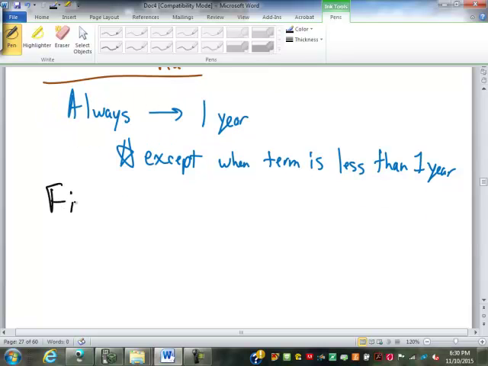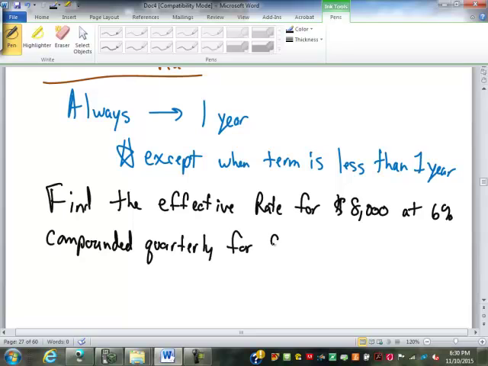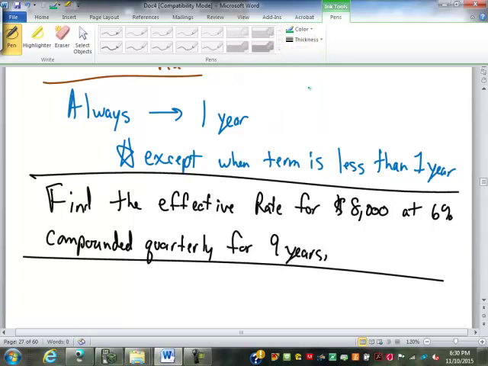So let's find the effective rate for $8,000 at 6% compounded quarterly for 9 years. First thing I'm going to point out right away, the 9 years is not totally useless. It does tell us that this is more than a year. So that means that we're going to use 1 year for the effective rate.